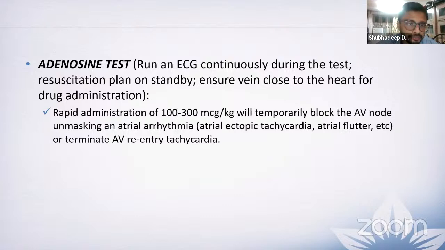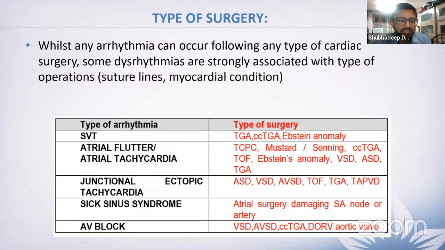Next, for diagnosing arrhythmia, there are some other clues which can also help you, like what form of surgery the patient underwent, and different forms of surgery are known to have different forms of arrhythmia. I'm not going into details, but we know that TGA, CCTGA, and Ebstein anomaly are very prone to have SVT. The surgeries done close to the junction or the AV node, like AVSD, VSD, and TET repairs, can have junctional ectopic tachycardia. VSD and AVSD can also have AV blocks. So these are again some of the clues which can be helpful for you.